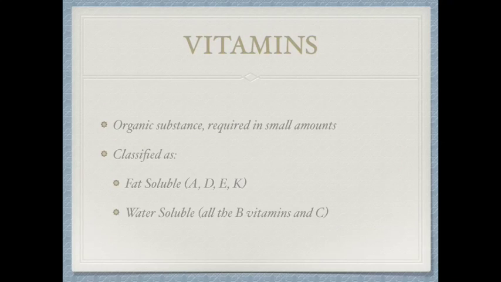Vitamins, on the other hand, are organic substances. They do contain carbon. They are required in very small amounts in the body, but very, very important. We have two classifications, which is just relating to how they're absorbed and carried throughout the body. We have the fat-soluble vitamins, A, D, E, and K. These are actually stored in the fat tissue or adipose tissue of the body, and as a result can sometimes build up to toxic levels.